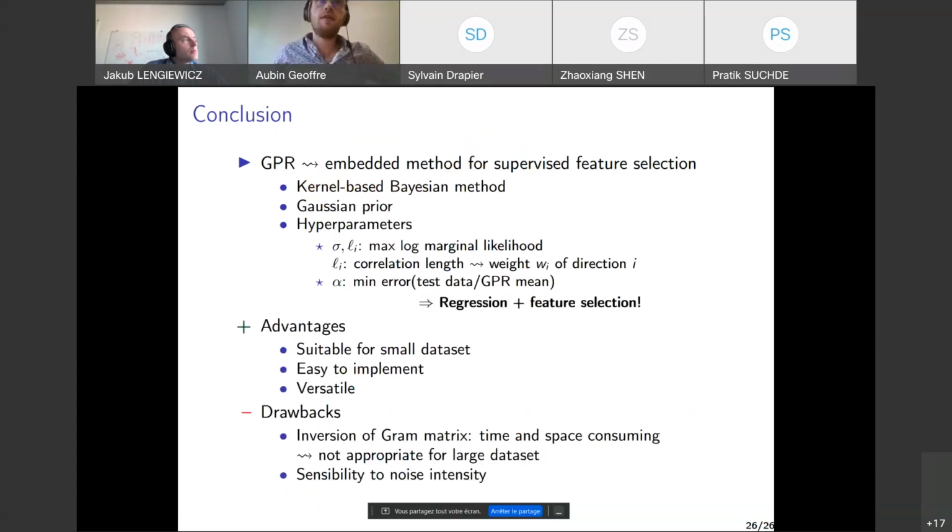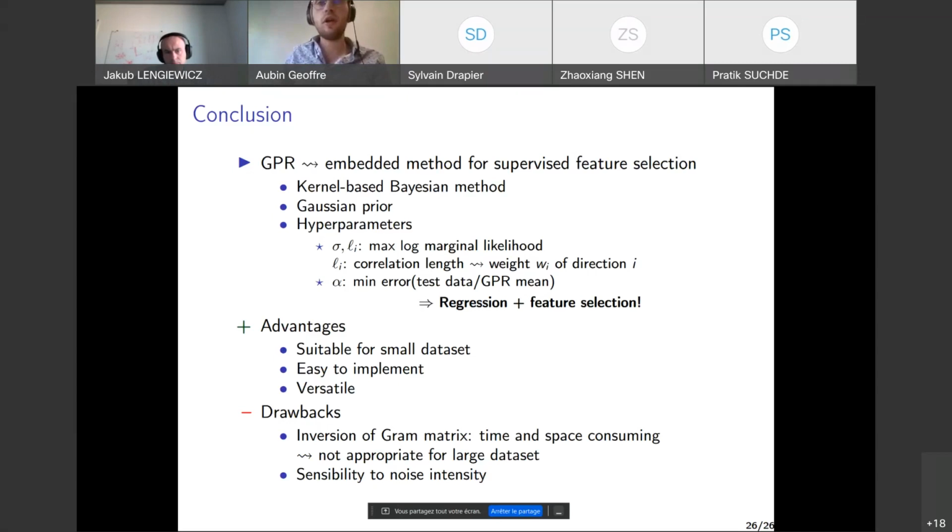In the end, going to the conclusions, I have shown Gaussian process regression techniques as an embedded method for supervised feature selection. This is a kernel-based Bayesian method that is based on the Gaussian prior. The hyperparameters are computed with the maximization of likelihood.